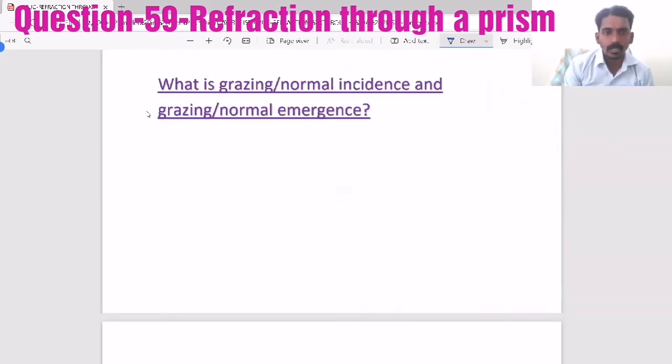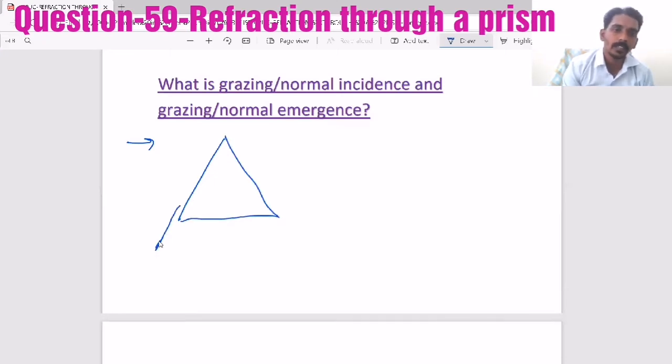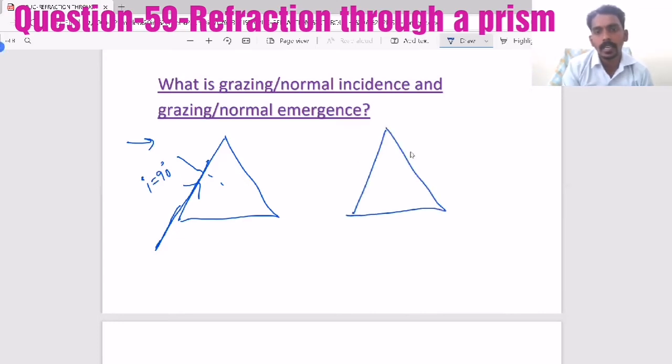Now sometimes they will ask a question like, when there is a prism, this is called grazing incidence. When there is grazing incidence, this is the normal, and the condition is I equal to 90 degrees. Now in a similar way when you consider grazing emergence, this is grazing incidence.